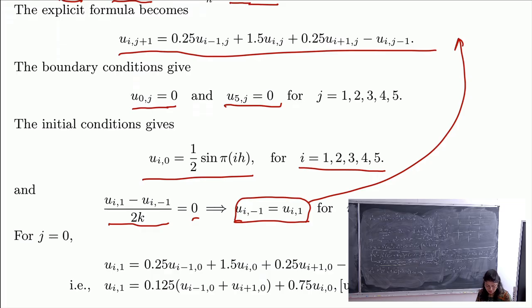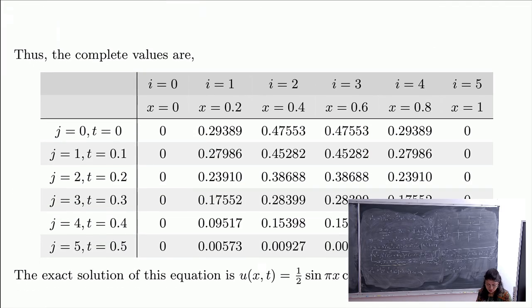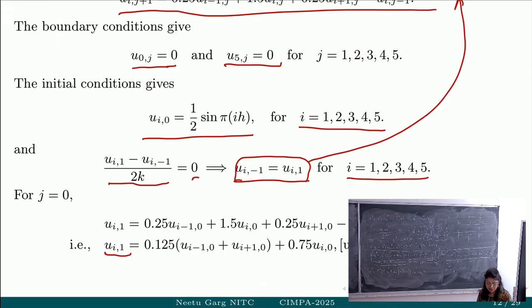So we will get here u_i^1 in terms of all the values at the 0 time level. Further, you have to put your value of i as 1 to 5 here. So we will have 5 equations, but we don't have to worry because this is an explicit scheme. So all the 5 points I can find out with the help of the previous points. Okay, so this is our solution here. We start with j equal to 0, t equal to 0. So this is our initial condition which is given here.